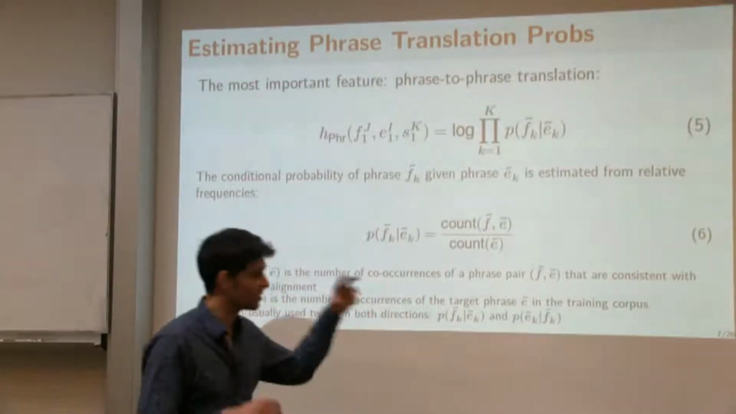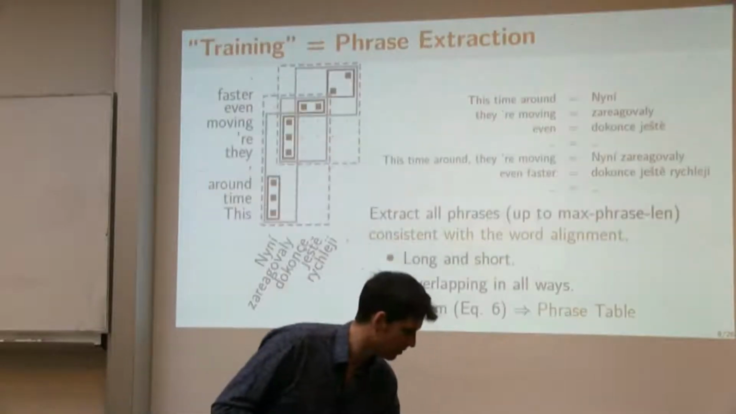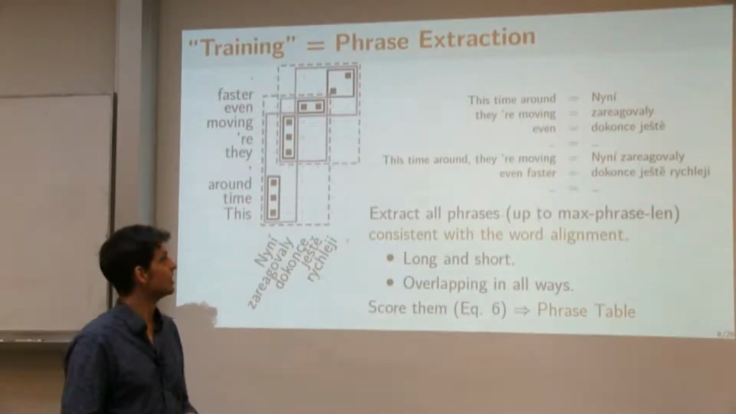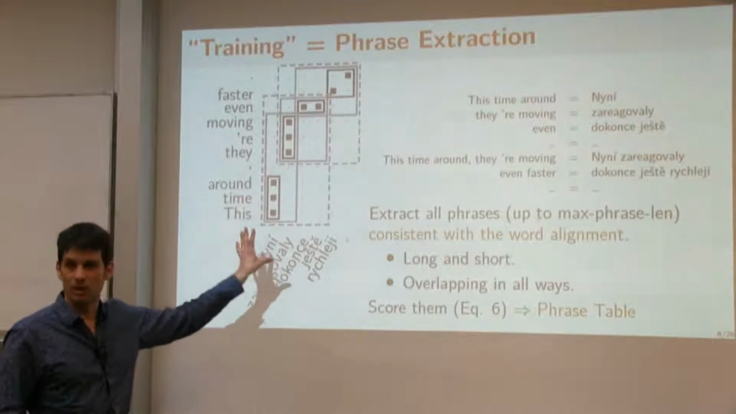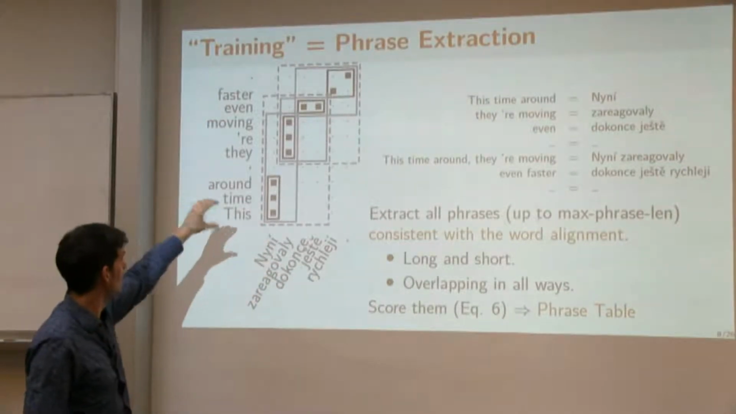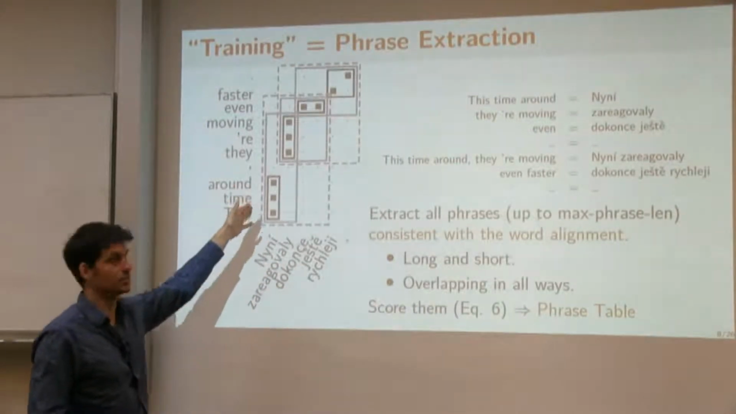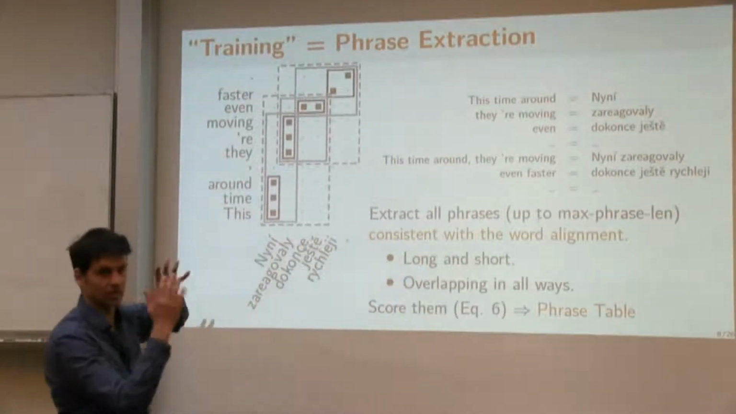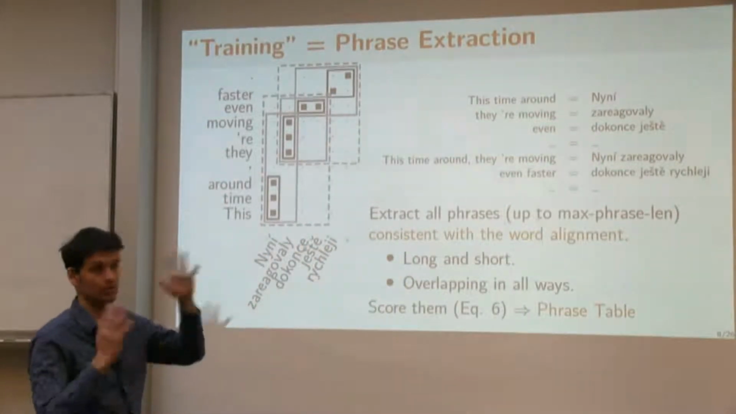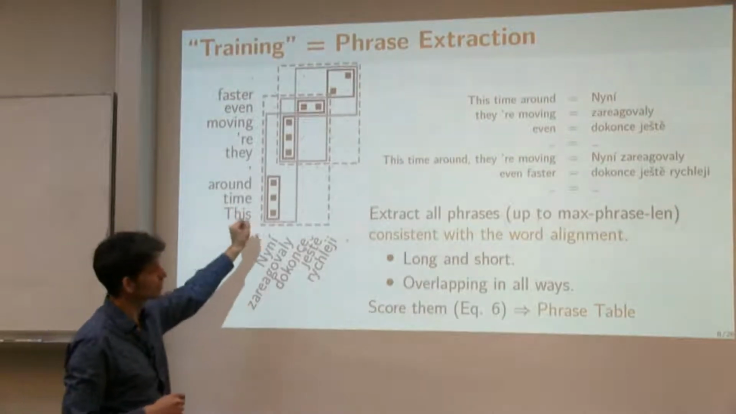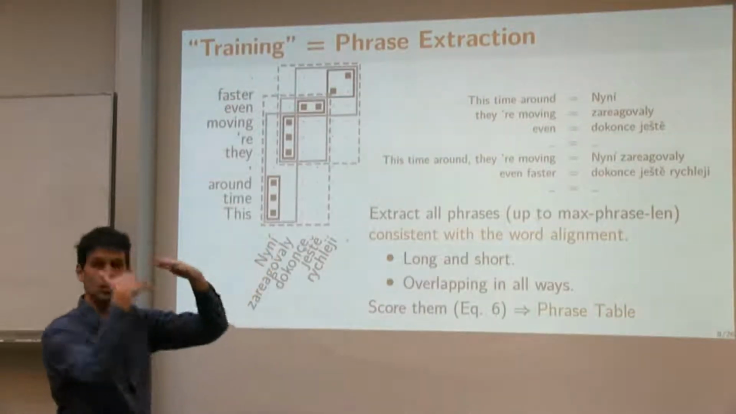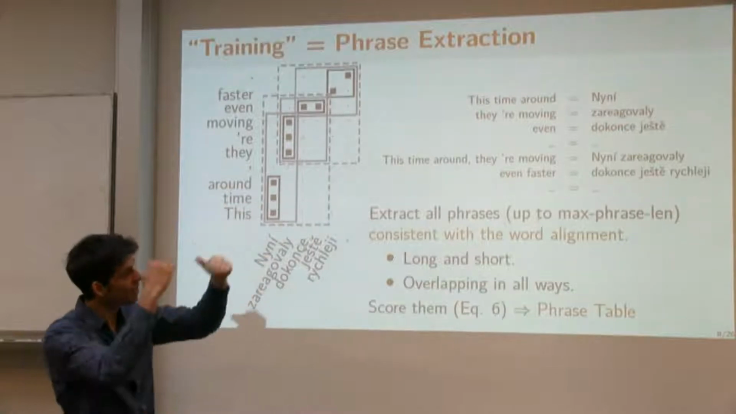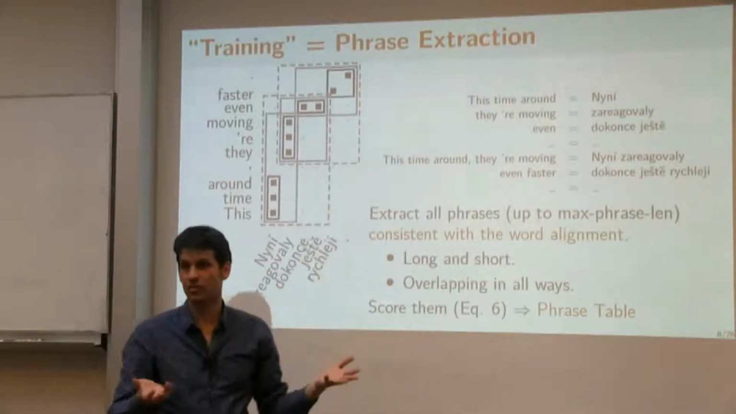And these counts, where do these counts come from? That's the slide that you have seen at the beginning. You have your parallel corpus. You have your word alignments between the words, and you extract all phrases up to a given maximum length, which was normally set to 10 words, that are consistent with the word alignment. And this huge list of phrase pairs, that is exactly your set of observations.